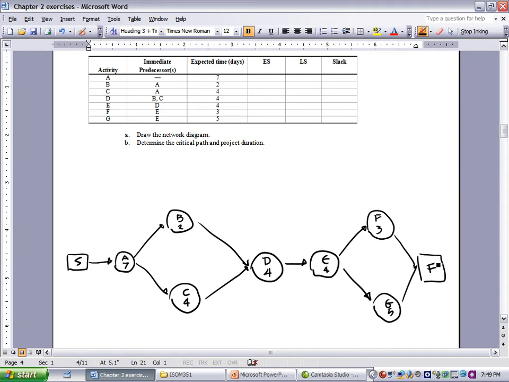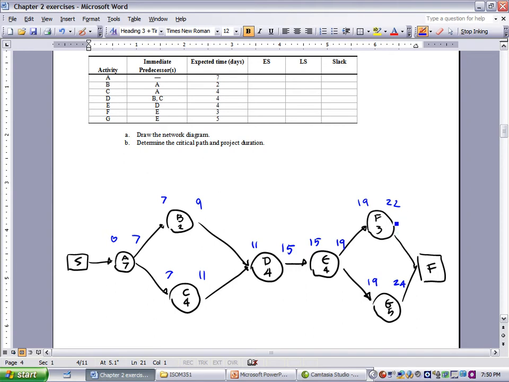Okay, so I'm going to use notation. I'm going to use my blue to represent ES, EF. Okay, now let me start with 0 and 7, 7, 9, 7, 11, 11, 15, 15, 19, 19, 22, okay, 19, 24.